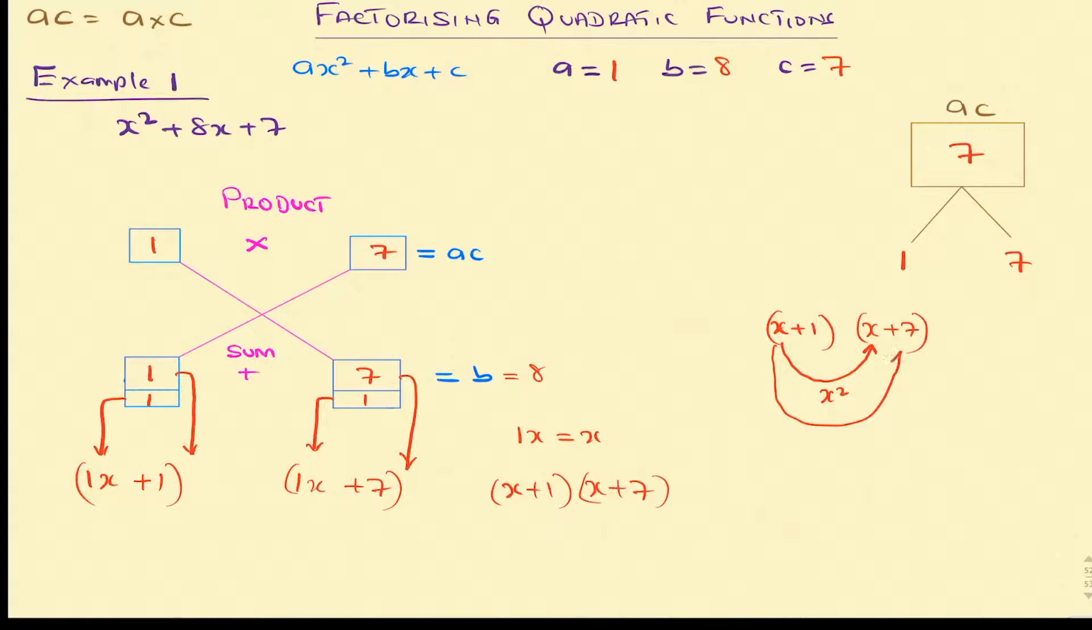X times 7 will give us 7x. 1 times x is 1x. 1 times 7 is 7. So if we then write it out, we're going to get x squared plus 7x plus 1x plus 7. So that will give us x squared plus 8x plus 7. So that's correct. Yes, the factors are x plus 1, x plus 7.